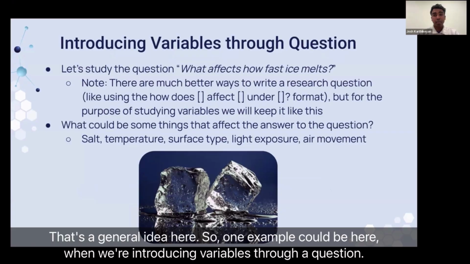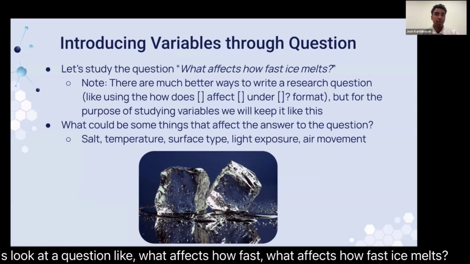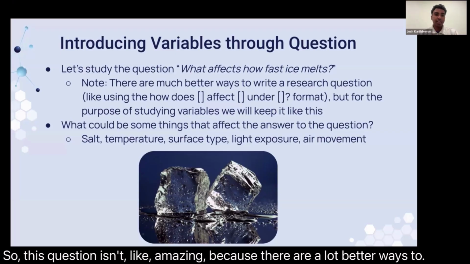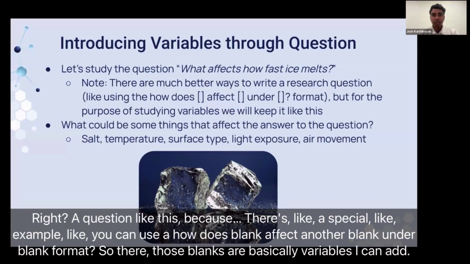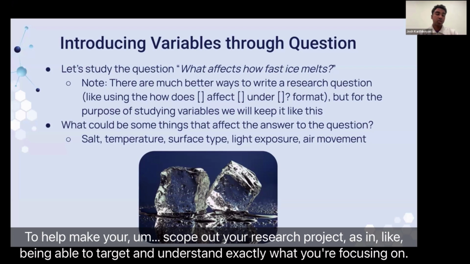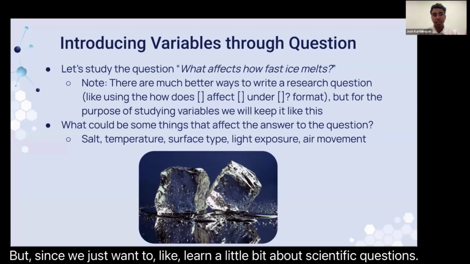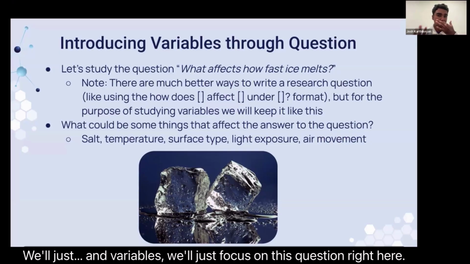One example could be when we're introducing variables to a question. Let's look at a question like, what affects how fast ice melts. This question isn't amazing because there are a lot better ways to write a question like this. A special format you can use is, how does blank affect another blank under blank. Those blanks are basically variables you can add to help scope out your research project, as in being able to target and understand exactly what you're focusing on. But since we just want to learn a little bit about scientific questions and variables, we'll just focus on this question right here.